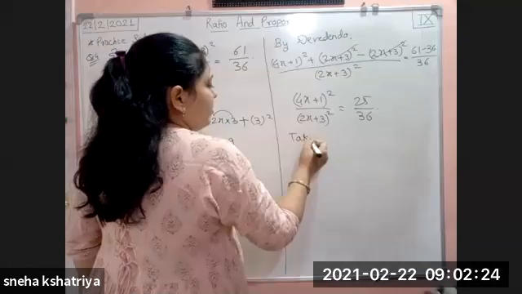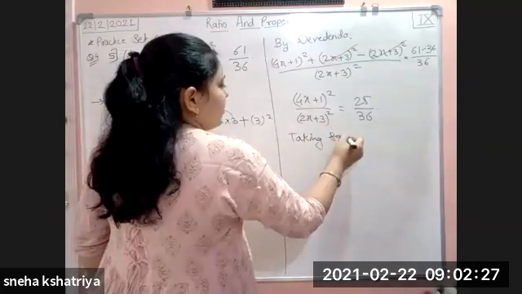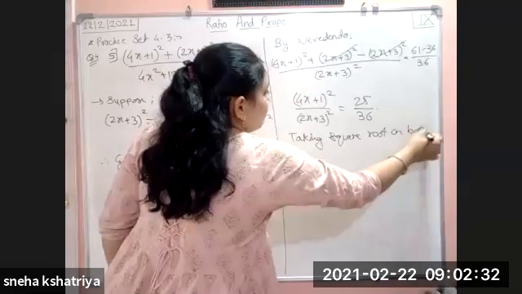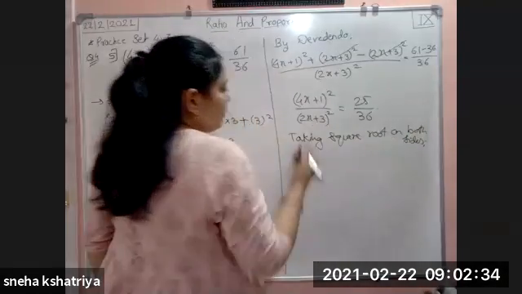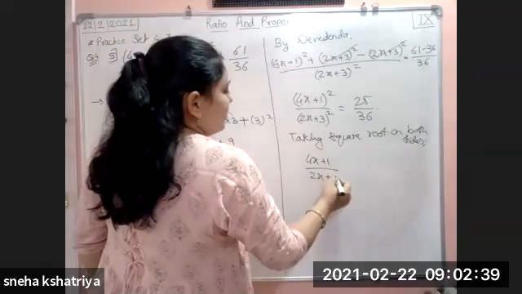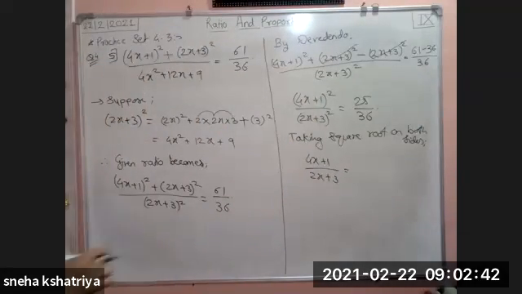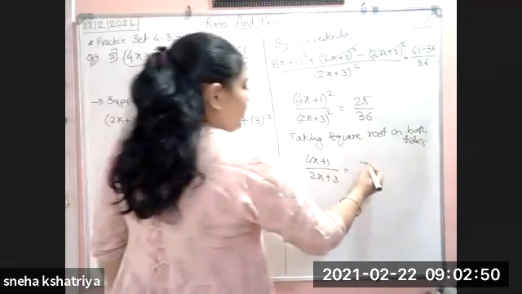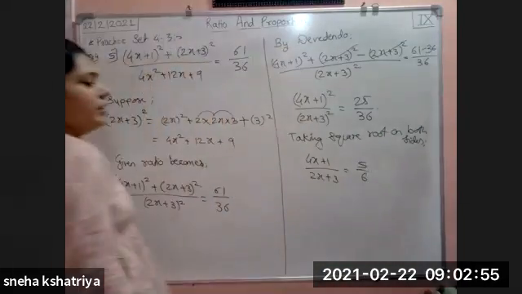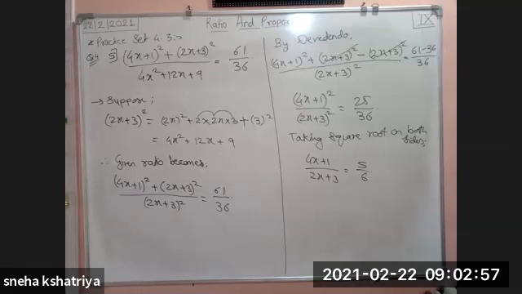So here write down, taking square root on both sides. So what we will get? (4x plus 1) divided by (2x plus 3). The square will get cancelled because we are taking the root, and at the right side what will it become? Square root of 25 is 5, since 5 fives are 25, and square root of 36 is 6, since 6 sixes are 36. We get 5 upon 6. Now it becomes easy. Just cross multiply and you will find the value of x.